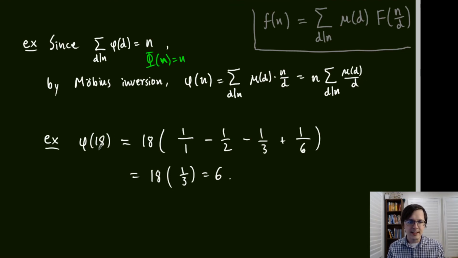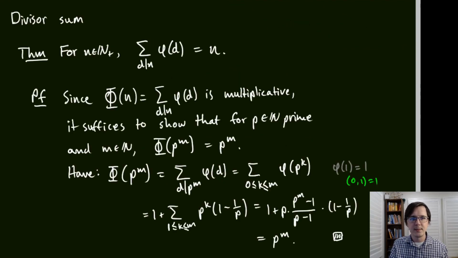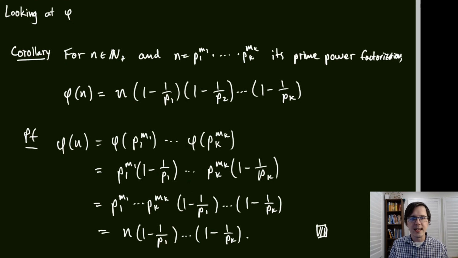So for example, using 18 again, phi of 18 is 18 times, again, this is the Möbius function, so we only need to look at square-free divisors, which are 1, 2, 3, and 6. And 6 is 2 primes, 3 is 1 prime, 2 is 1 prime, and 1 is 0 primes. So we get this plus, minus, minus, plus pattern here. And we're summing up 1 over each of those divisors, which we can check is 6. So that's good. That gives us a completely different formula from the one in this corollary to calculate the phi function.